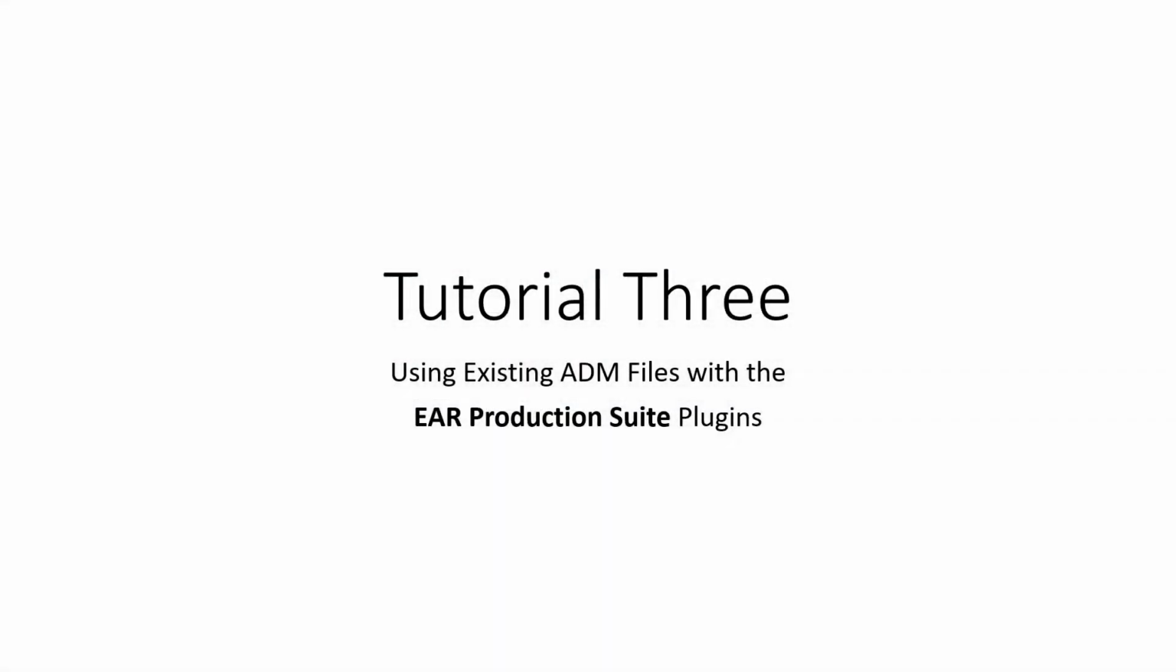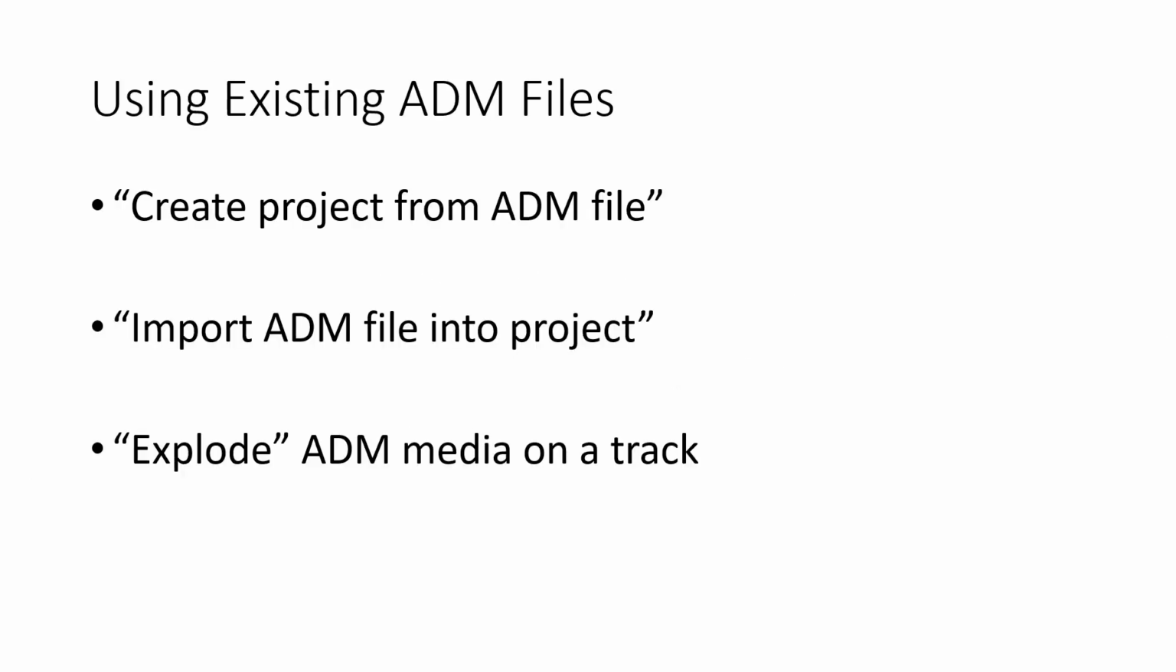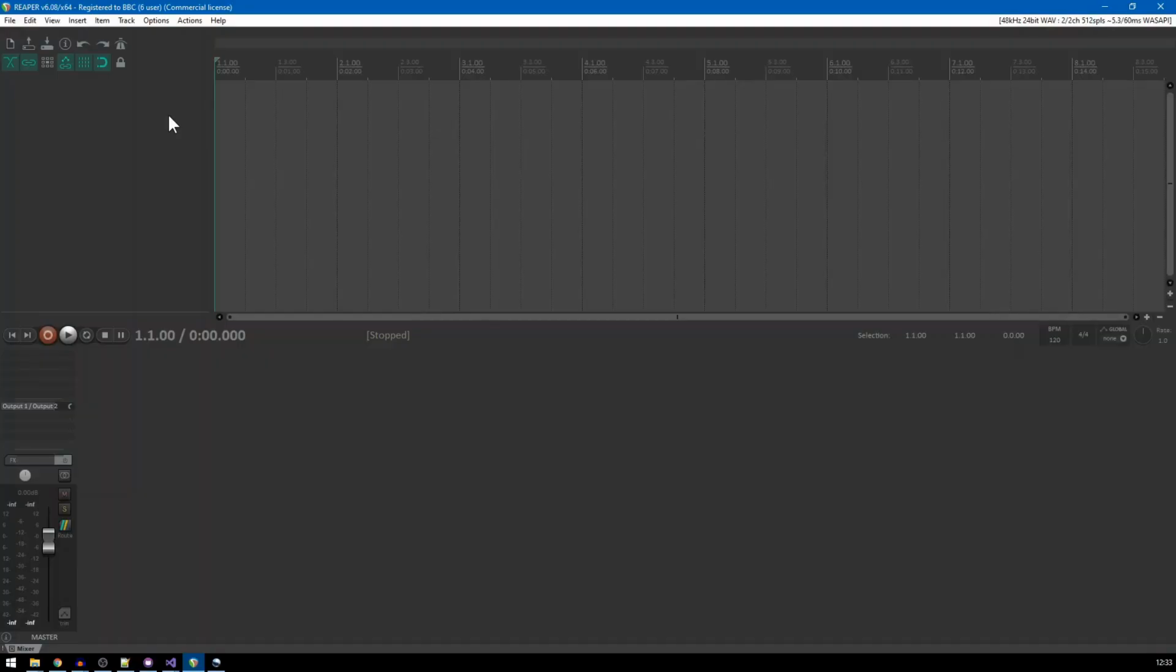So now we'll look at using existing ADM files in a project. There's basically 3 ways you can do this, and we'll go through each of the 3 methods in this tutorial. We can create a new project from an ADM file, we can import an ADM file into an existing project, or we can explode ADM media that has been placed on a track. So now we'll look at the various ways you can get existing ADM media into your projects.